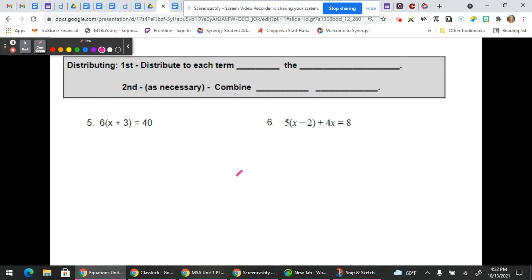All right, part 2 of our lesson. So I am at the bottom of page 4. It says distributing. So here we are going to now practice some distributing. And there's a couple of things that we want to put into our notes. So here it says for distributing, first, we want to distribute to each term blank the blank. Okay, so let's think what that means. So we want to distribute to each term in the parentheses.